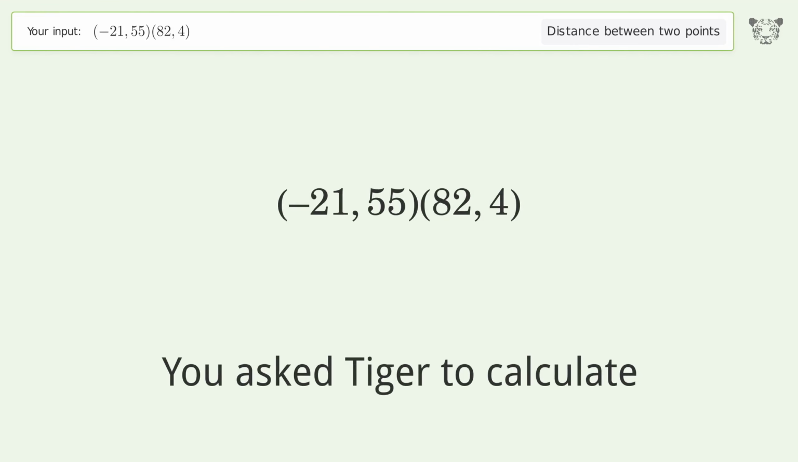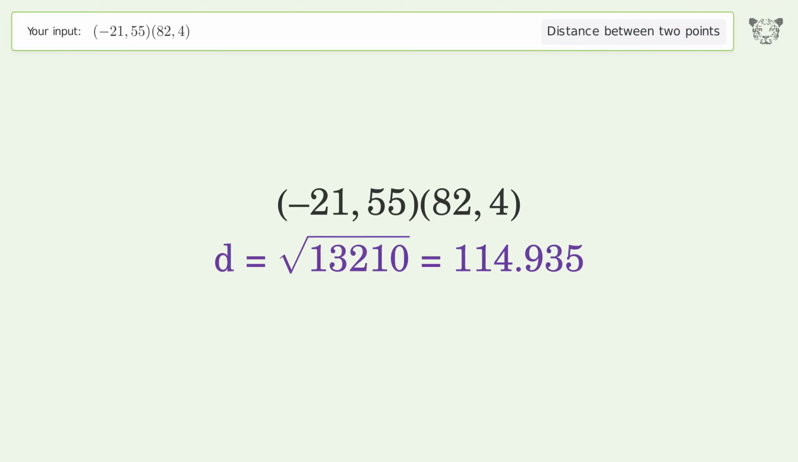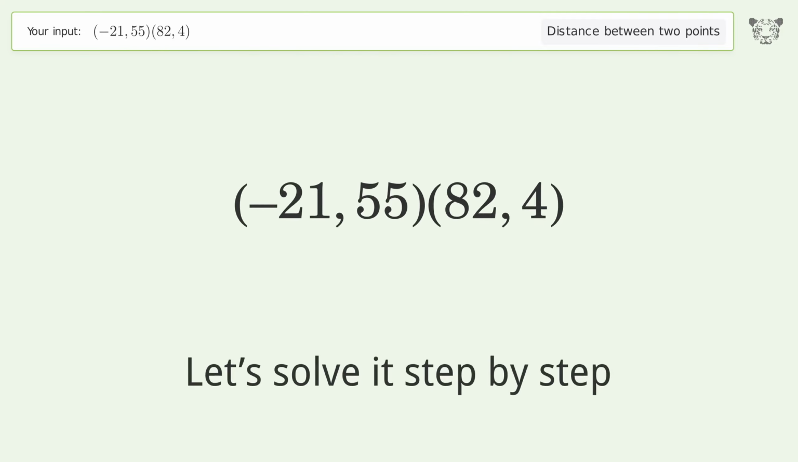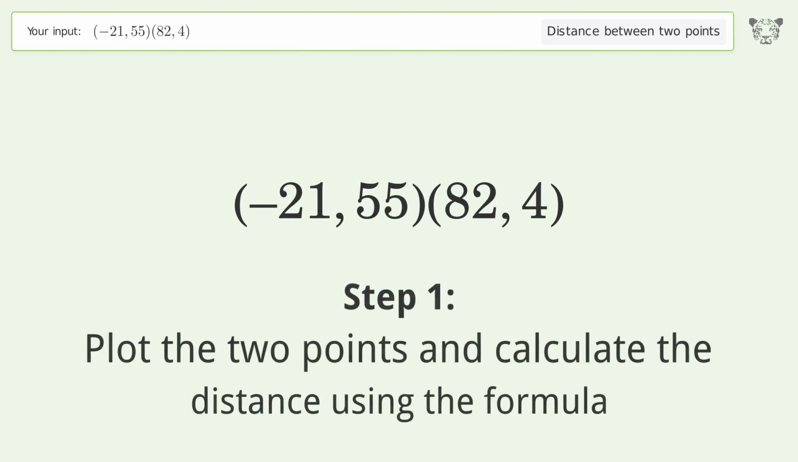You ask Tiger to calculate. This deals with the distance between 2 points. The distance between the 2 points is the square root of 13,210, or 114.935. Let's solve it step by step. Plot the 2 points and calculate the distance using the formula.